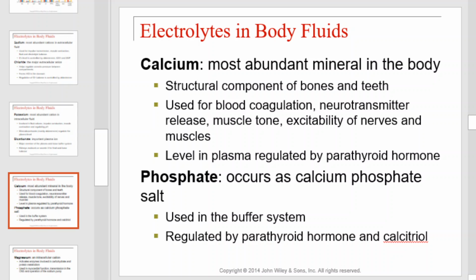Phosphate. Phosphate occurs as calcium phosphate salt. It's used in the buffering system, and it's regulated by parathyroid hormone and calcitriol.